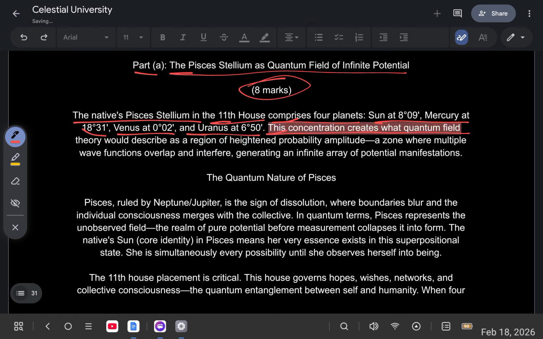This concentration creates what quantum field theory would describe as a region of heightened probability amplitude, a zone where multiple wave functions overlap and interfere, generating an infinite array of potential manifestations.